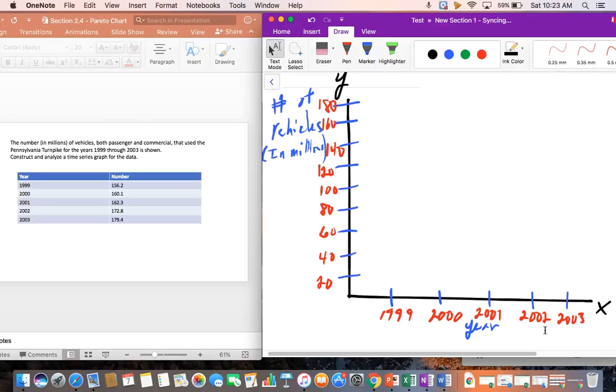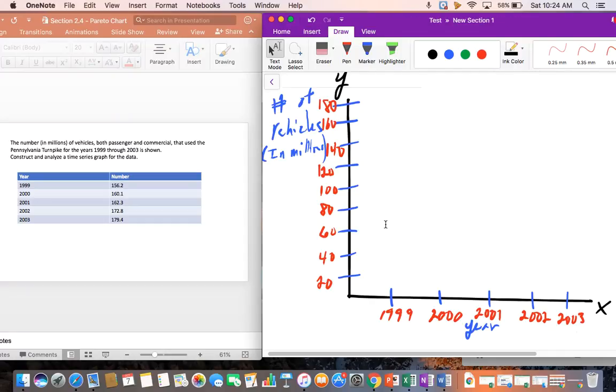Our X axis is always going to be the years, because remember, with a time series graph, whether it's months, years, weeks, anything like that, we're always dealing with some sort of time, and our X axis is going to be whatever time we're dealing with. In this case we're dealing with years, so we labeled it 1999, 2000, 2001, 2, and 3. And then our Y axis is going to be the number of vehicles, in millions, whatever our other data is.